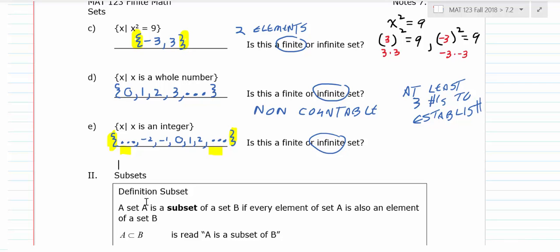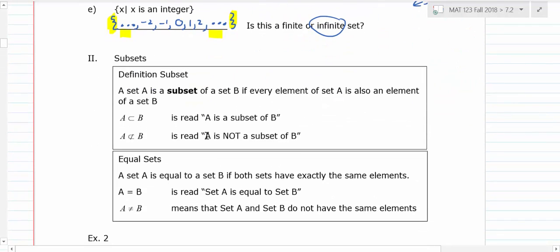Like I said, most of these things are pretty simple, but you may have to look up things like if you don't know what an integer or whole number is. But I do want you to know what integers and whole numbers are and that kind of thing.